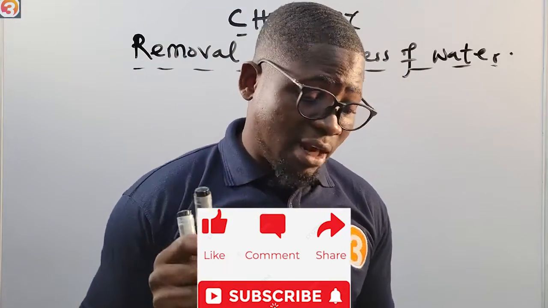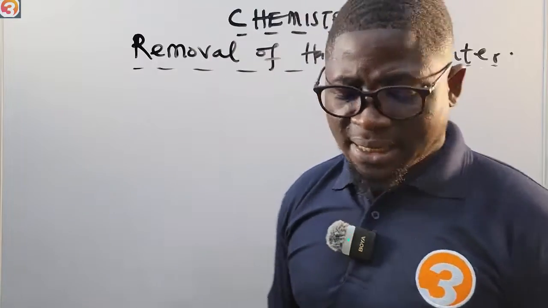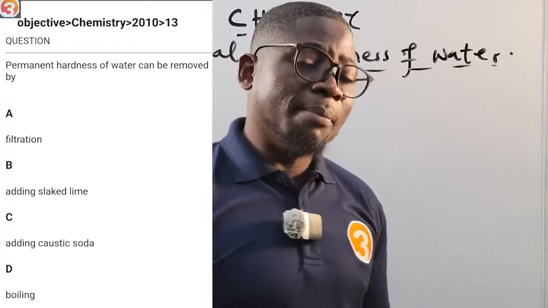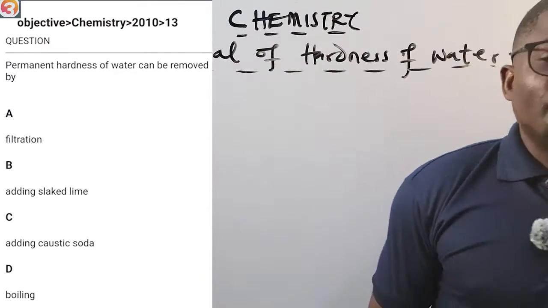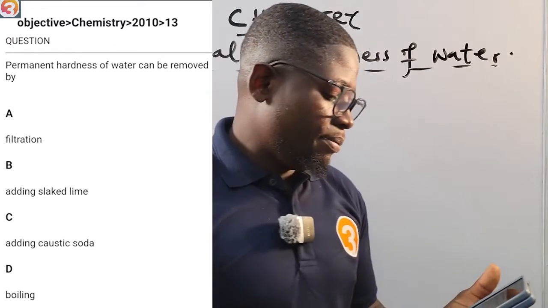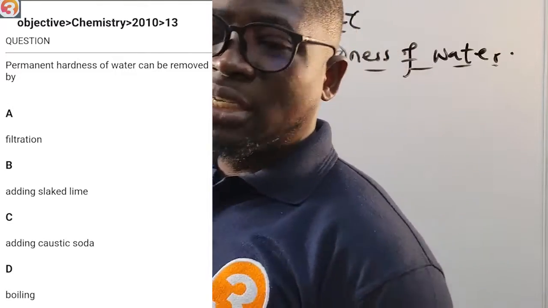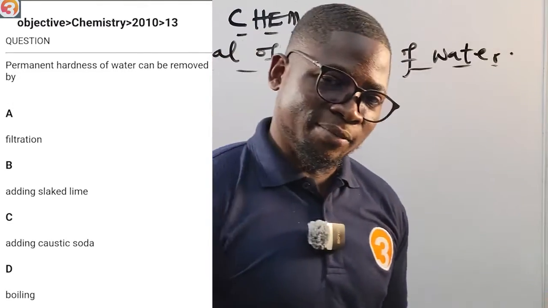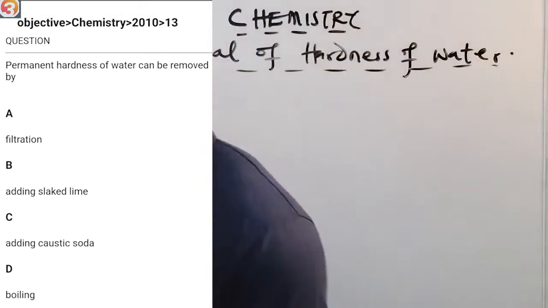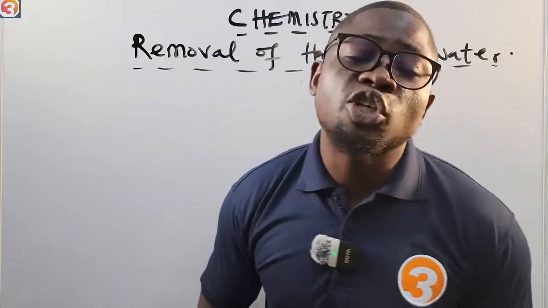We're going to take a question now concerning removal of hardness from the app. A 2010 question, number 13. It says: permanent hardness of water can be removed by A, filtration, B, adding slaked lime, C, adding caustic soda, D, boiling. These are the kind of questions you will see under removal of hardness. There are so many more that we're going to look at at the end of this class.